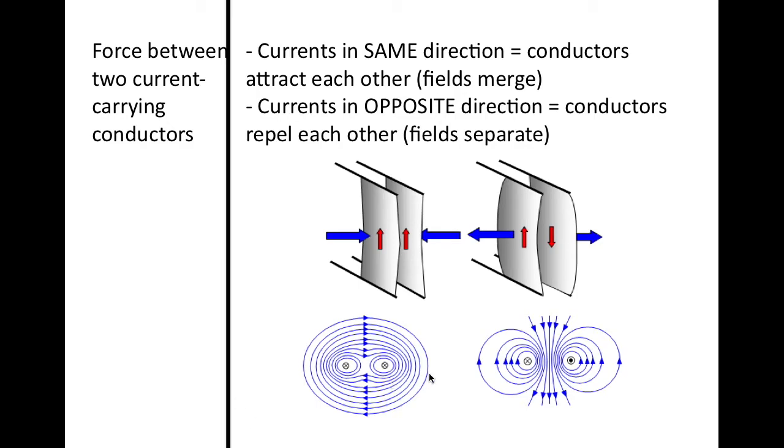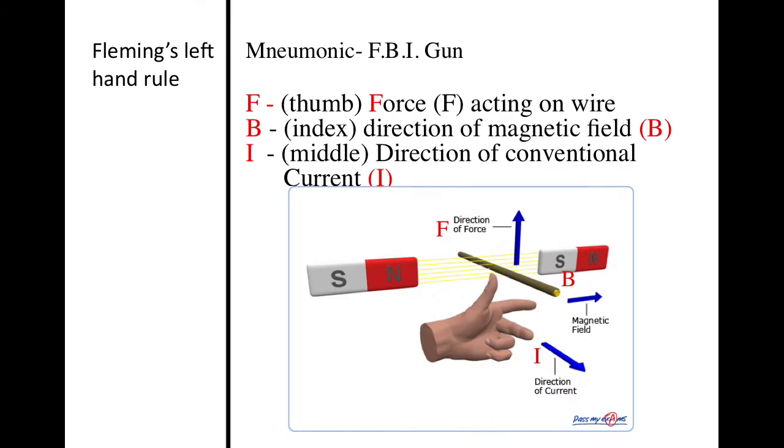When the currents are in opposite directions, as seen here in this part, one is going up and the current is going down, we get different field patterns. Now the field lines between the foils are close together and in the same direction, which represents a strong magnetic field.